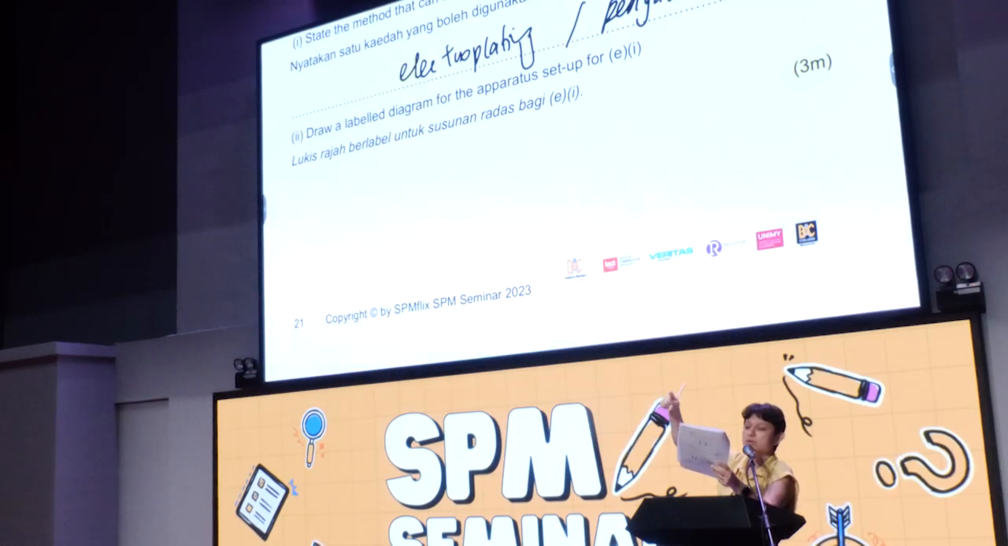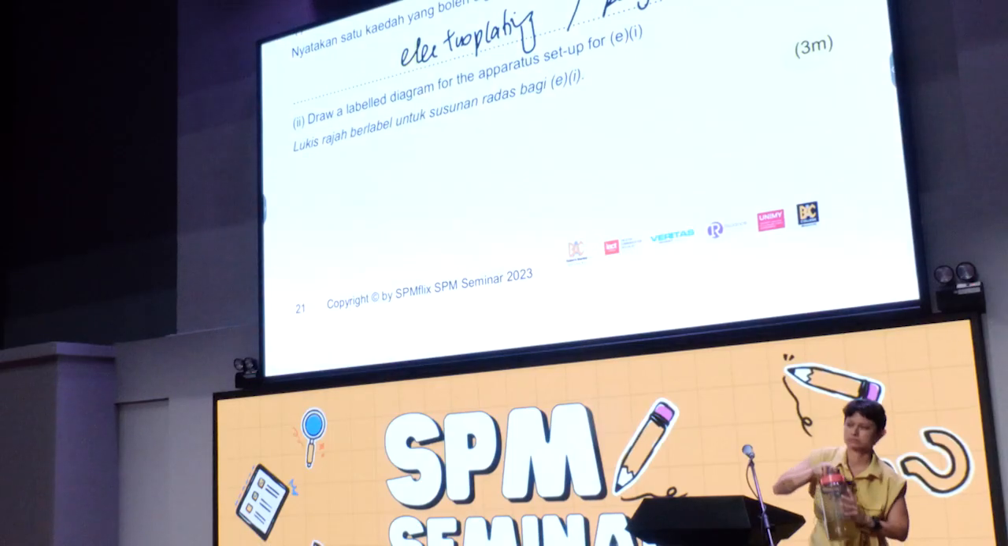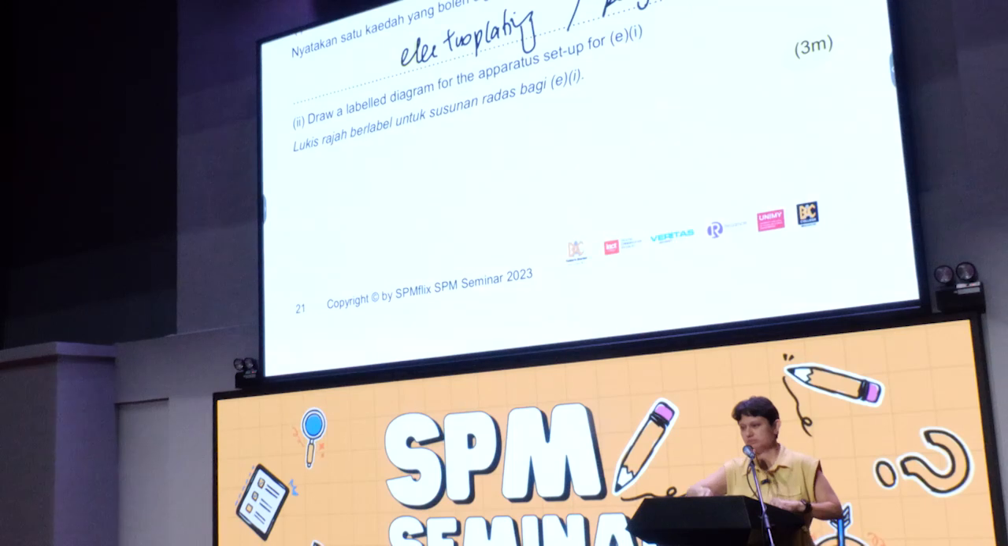Electrolysis. Electrolysis menggunakan penyaduran. Don't know how to draw, so pretend to draw. Everyone is drawing. It's 3 marks. I want to show you the mistake. Okay? Ramai pelajar buat masalah ini. I know now you can Google. Exam hall cannot Google, okay?